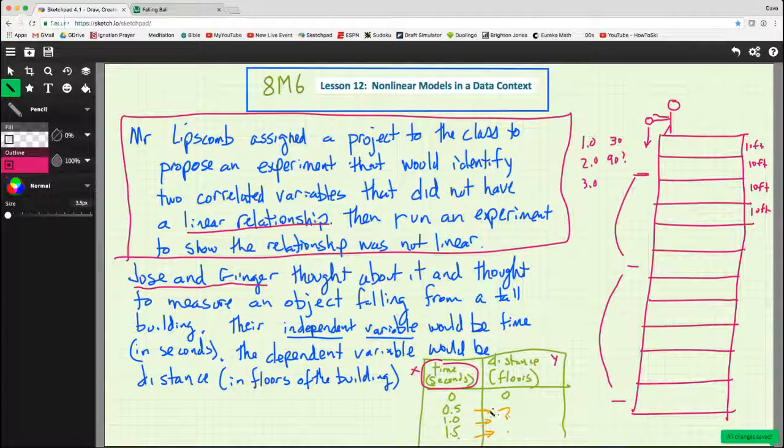So they were going to figure out how far it fell after half a second, how far it fell after a second. And what they were going to do is use an iPhone to record the data. And then they could stop their iPhone every half a second and see where the ball was, and keep doing that. And then they'd measure all these distances. That was their idea. Well, what did they do?